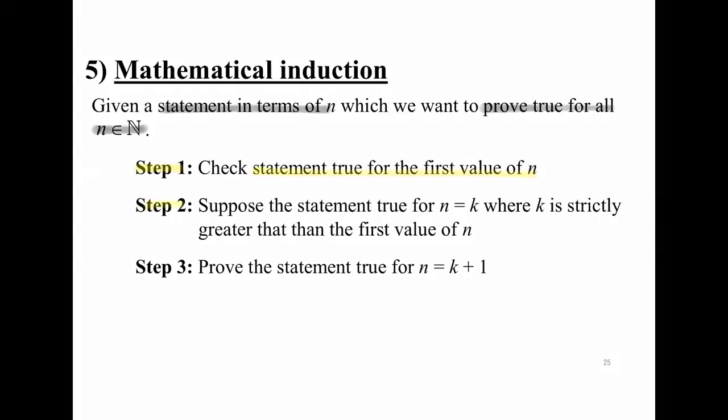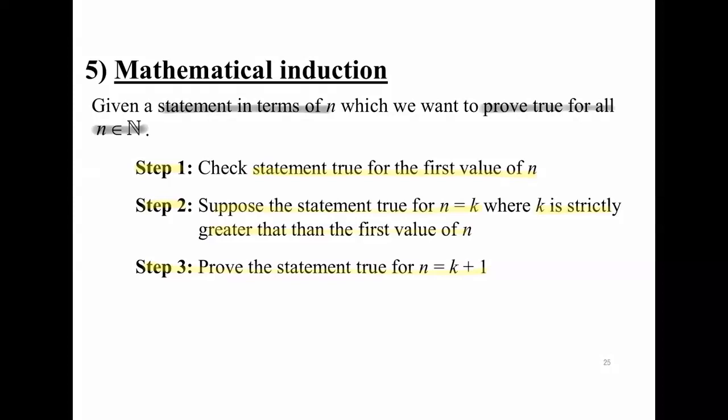In step 2, you suppose that the statement is true for n equal to k, where k is greater than or equal to the first value of n. This is the assumption we spoke about earlier. You assume it true up to rank k, and you try to use that assumption to prove it true for the next rank, which is n equal to k plus 1, and that is step 3. Why would steps 2 and 3 help me prove that the statement is true for all n?